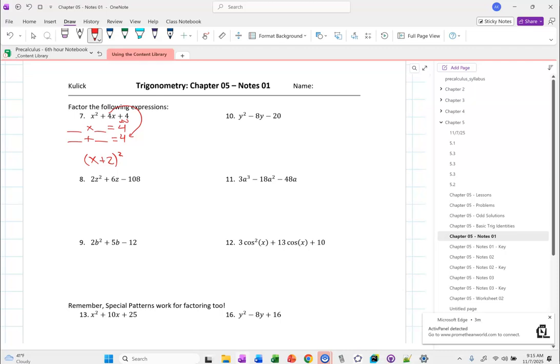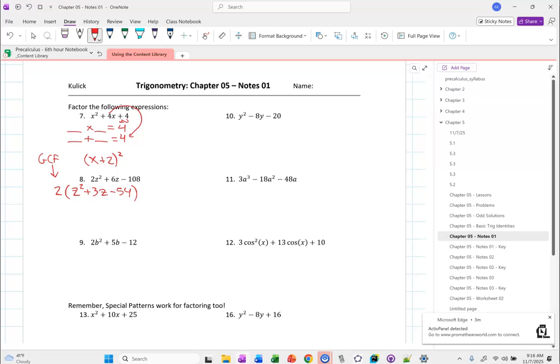What should we do first then? We can't divide by 2 because it's not an equation. If this was equal to 0, then yes, dividing by 2 is valid. There's no equal sign here, so we can't divide by 2. We factor out a 2. So what is that called? What type of factoring are we doing here? Greatest common factor. GCF. Yes.